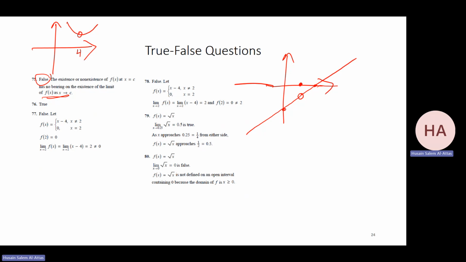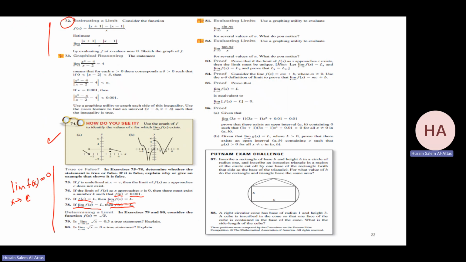Here, the limit exists? Yes, the limit exists. It's equal to this value, which is what? -2. But f of 2 is 0. And the limit of f of x as x goes to 2 is -2. So a function is defined at 2 to be 0, but the limit is equal to -2. So they are different. This will tell about both of them, 77 and 78.